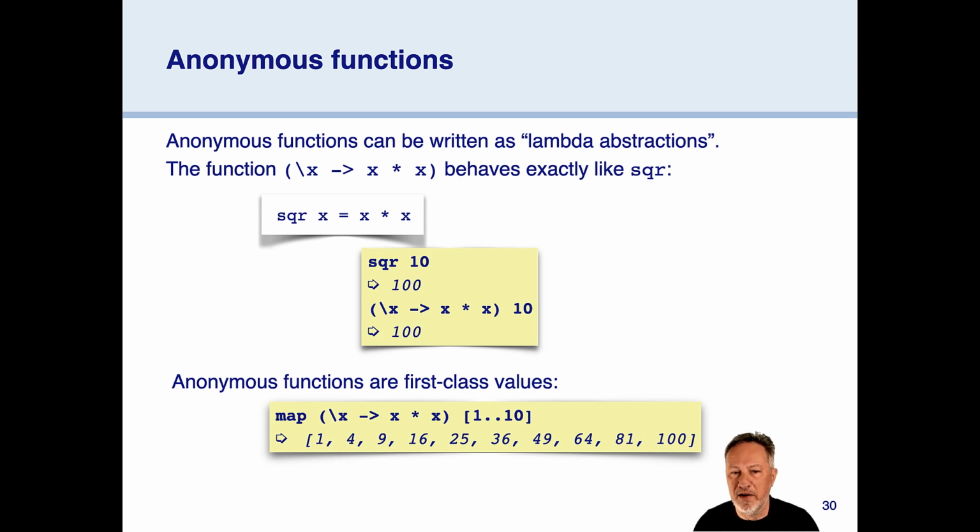So if we define square x equals x times x, we can say square of 10, but we can equivalently write the anonymous function inline and apply it to the number 10, and that gives us the same result. Anywhere we expect a function, we can also pass in an anonymous function. So here, for example, we can map the anonymous square function to the numbers from 1 to 10 and get the first 10 squares.